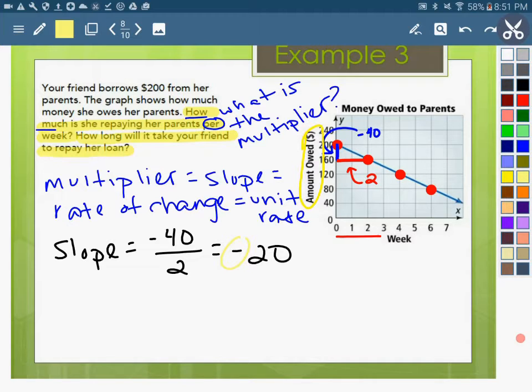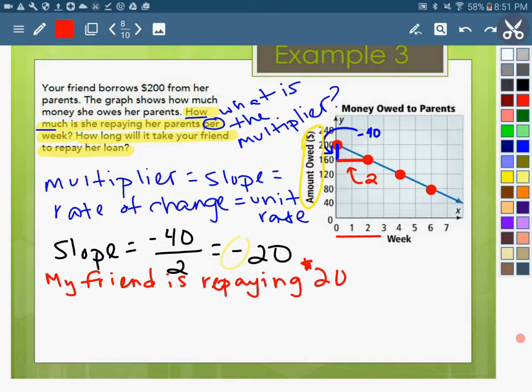I'm going to write that out in words because it didn't ask me just to identify the slope. It says, how much is she repaying her parents per week? So my friend is repaying $20 every week.